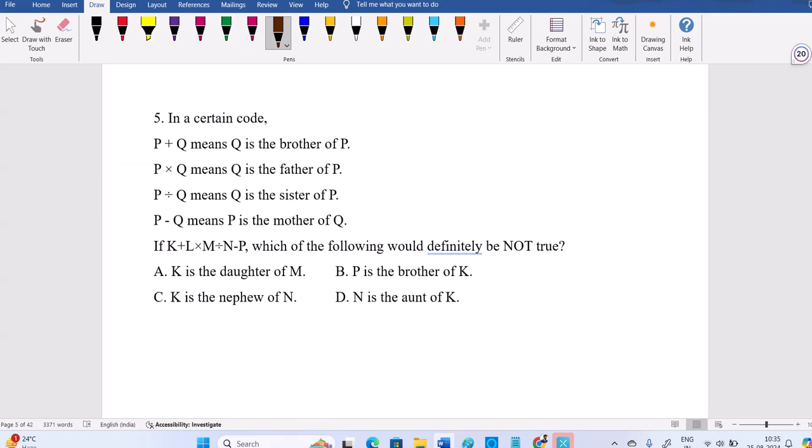Yeah. Now again, blood relation. Blood relation. You can expect 2 to 3 questions in TCS. Okay. So you need to focus on that area.